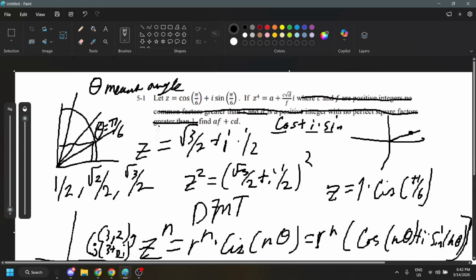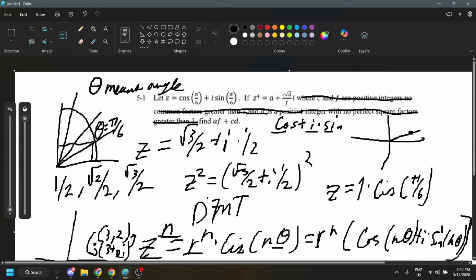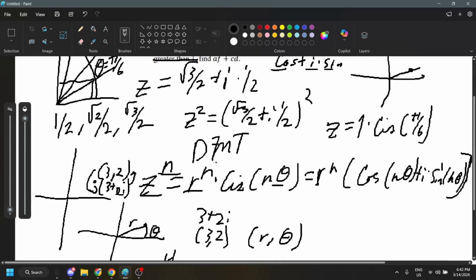If we know z, we need to plug these values in for z. We need to find n, we need to find r, and we need to find theta. So what is n, r, and theta? n is 4, right? r is the pi over the thingy, right? I don't know. I think so.